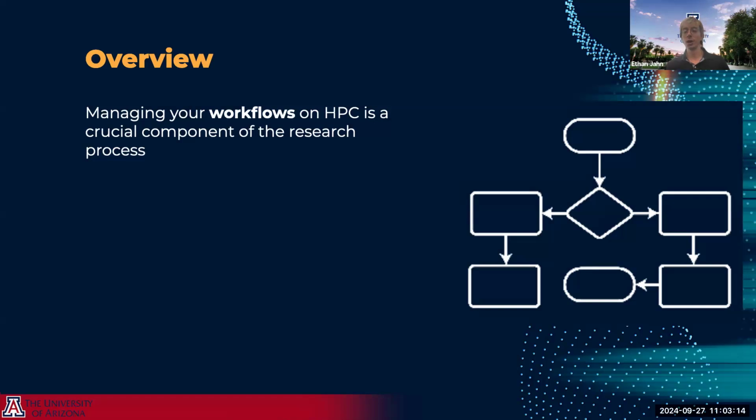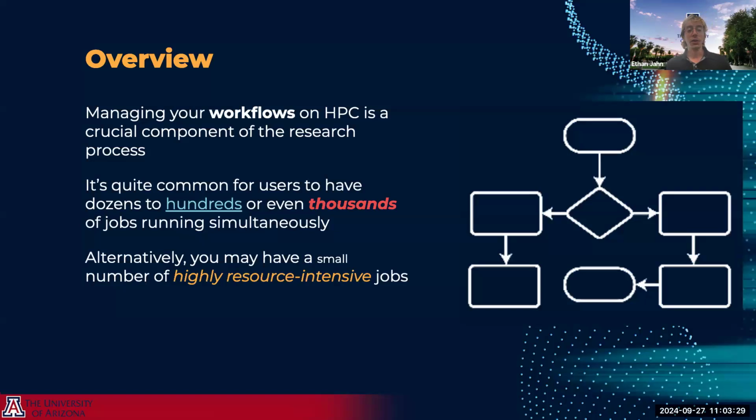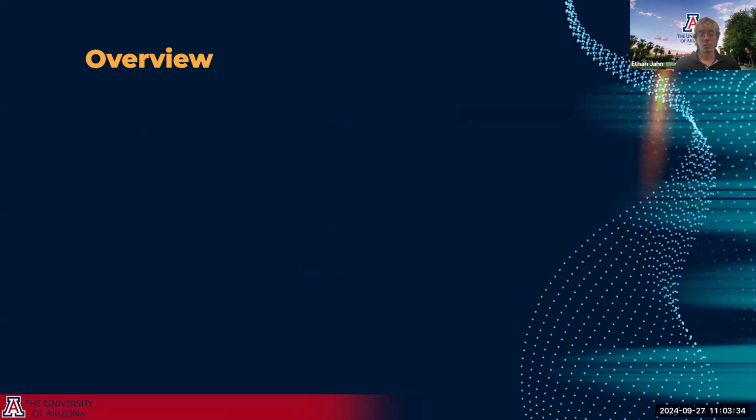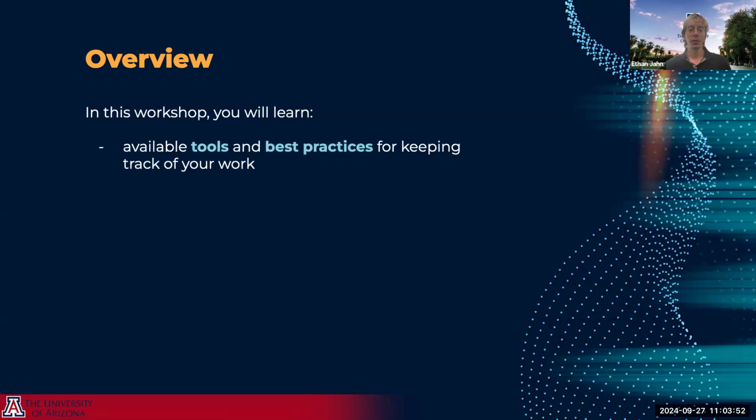That is, you're running jobs, you're managing files, you're moving things around, doing lots of different types of things. So it's quite common for users to have dozens, maybe hundreds, or even thousands of jobs running simultaneously. Alternatively, you may have a small number of very highly resource-intensive jobs. Every user's workflow can be totally different, so we're not trying to say that it has to look like this or that, but we're going to give you some very general tips to hopefully help you manage whatever workflow works best for your particular type of research.